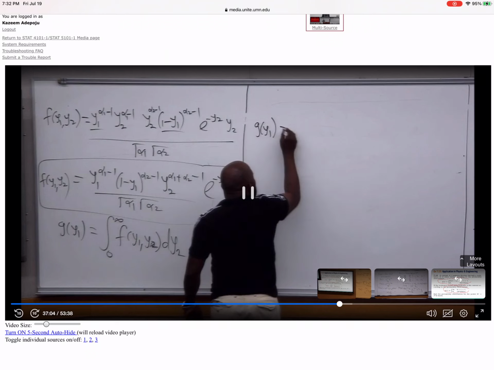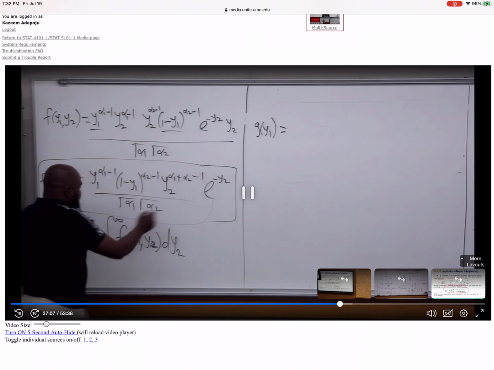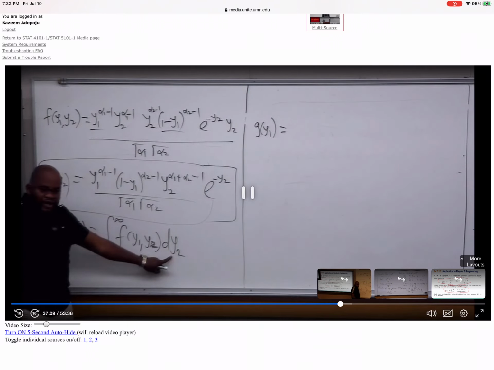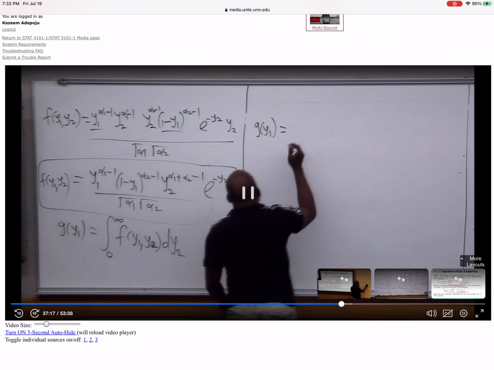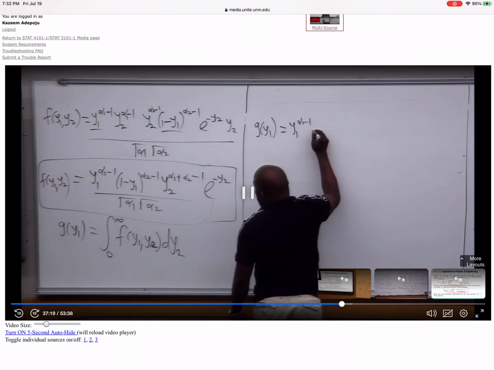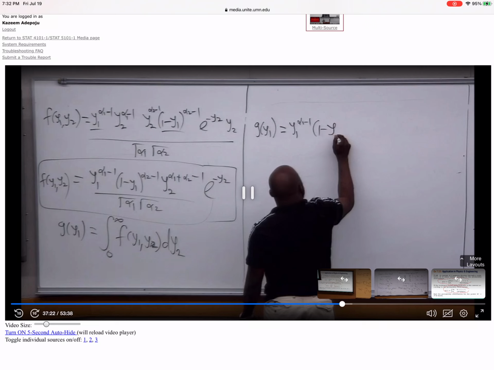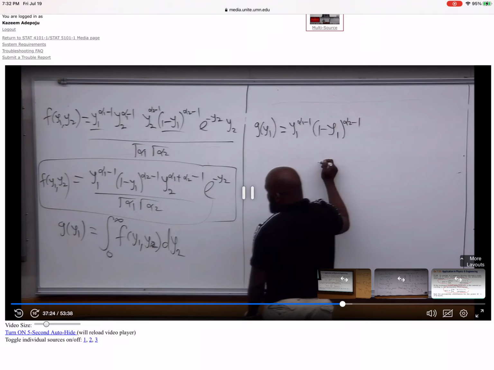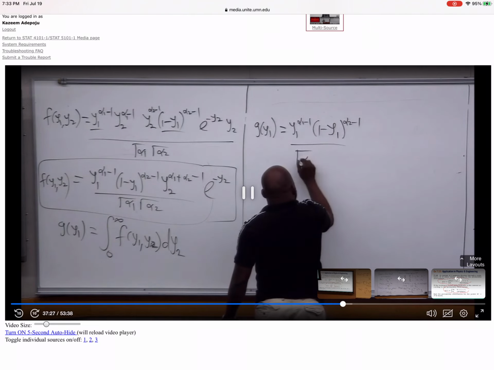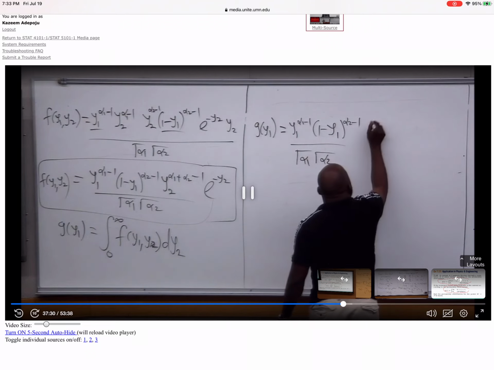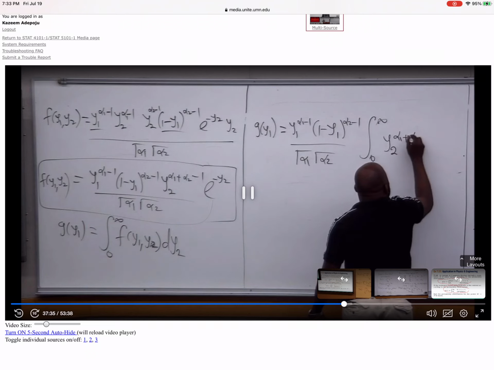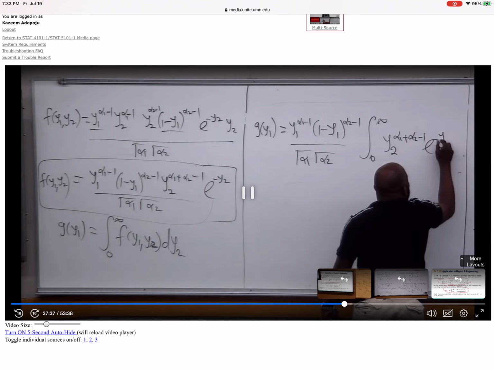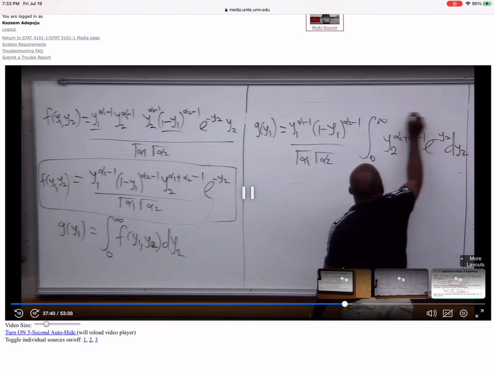Now, so g of y1 equals, if I want to integrate this with respect to y2, then anything other than y2 is going to be a constant. So this is going to be a constant. I'm going to write it out: y1 to the alpha 1 minus 1, 1 minus y1 to the alpha 2 minus 1, divided by gamma alpha 1, gamma alpha 2. Then I'm going to have the integral from 0 to infinity of y2 raised to the power alpha 1 plus alpha 2 minus 1, dy2.